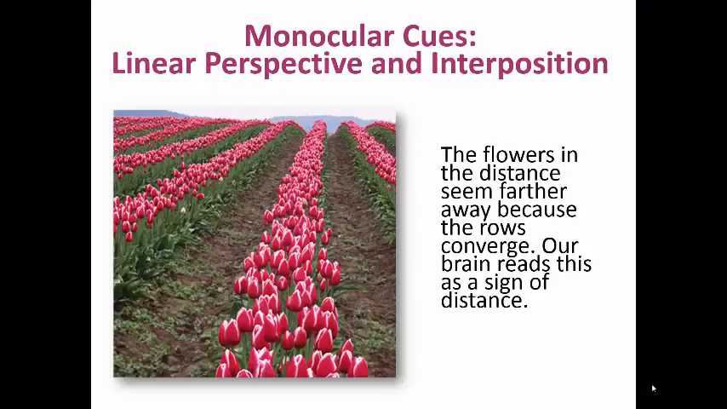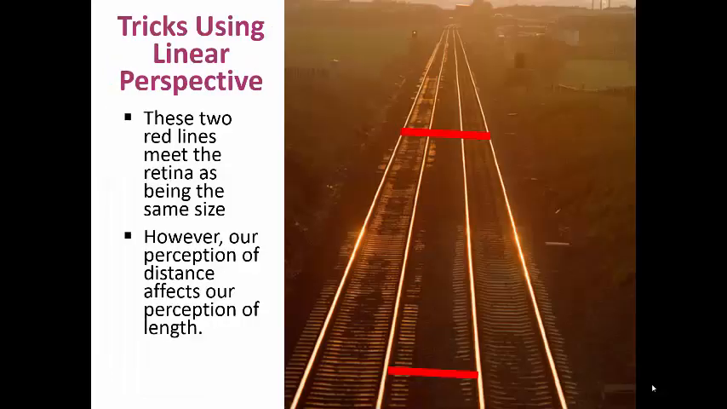Monocular clues also include linear perspective and interposition. So the flowers in the distance seem further away because the rows converge. Our brain reads this as a sign of distance. Here's another example using linear perspective.